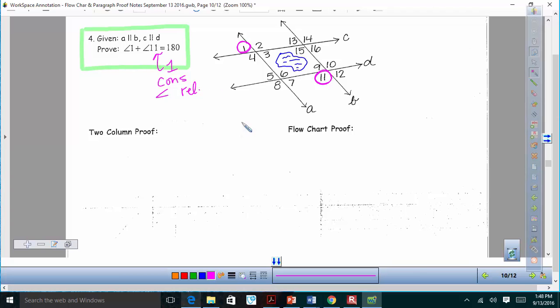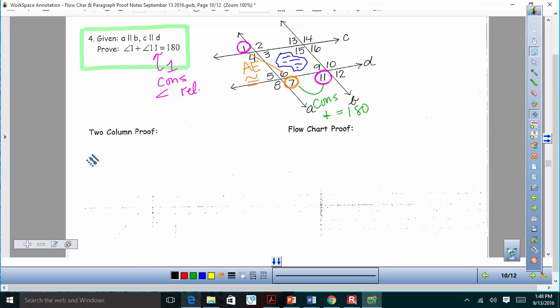All right? So who would tell me their path from 1 to 11? Yes, Emma Catherine? I went from 1 to 7 as an alternate exterior, and then 7 to 11. Okay, so you went 1 to 7 because those are alternate exterior. What does that mean if they're alternate exterior? They're congruent, okay? And then you went from 7 to 11 because they're consecutive, and consecutive means they add up to equal 180.